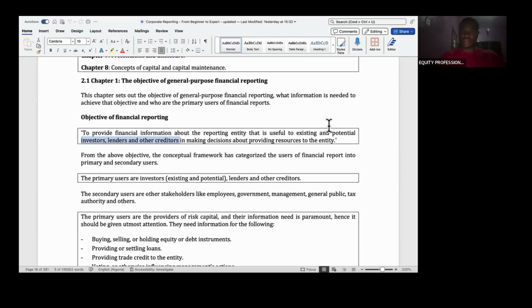This conceptual framework was very specific in regards to those we are supposed to present these reports to. It said just three people: investors. You should understand investors as shareholders, right? Lenders. You should understand lenders as maybe bankers or any high net worth individual that grants you a loan, right? And other creditors, these are our suppliers. So this conceptual framework is saying these are the three sets of people that we want the report to be useful to. We don't care about those other users, like the government, the general public, the tax authority, the employees, the international community. They're also users, but the conceptual framework is focusing on these guys.